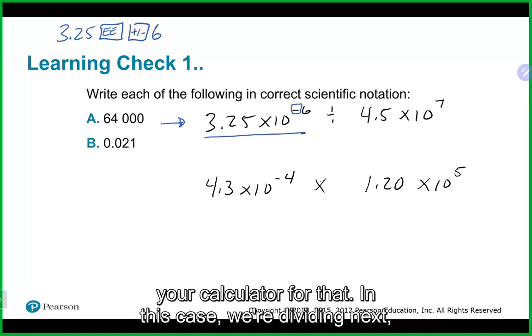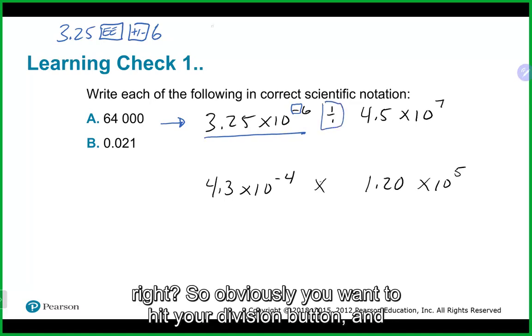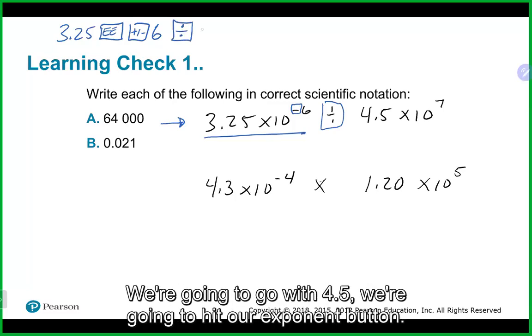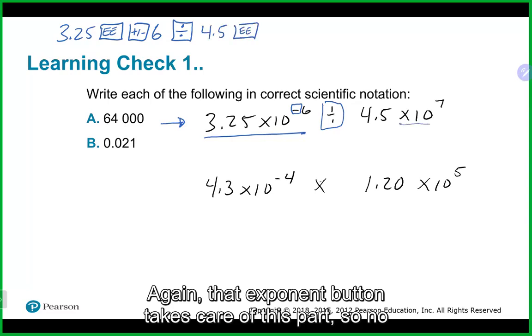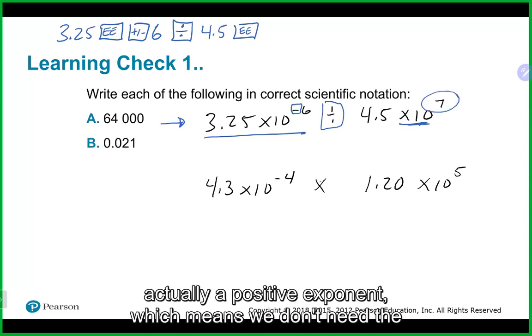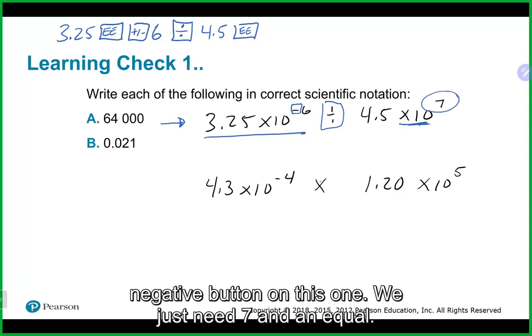In this case, we're dividing next, right? So obviously you want to hit your division button. And then we want to type the other number in the exact same way. We're going to go with 4.5. We're going to hit our exponent button. Again, that exponent button takes care of this part, so no need to do a multiplication button or anything like that. This is actually a positive exponent, which means we don't need the negative button on this one. We just need 7 and an equal.